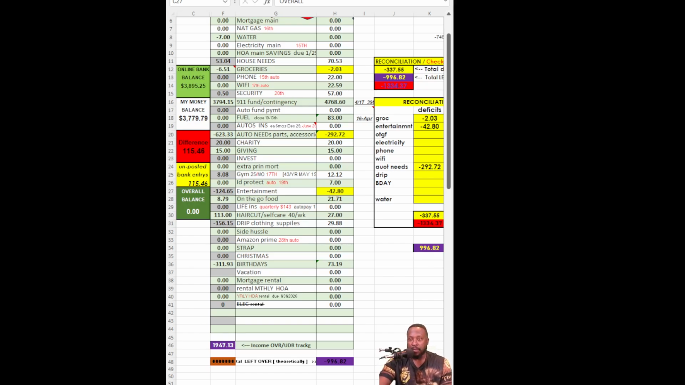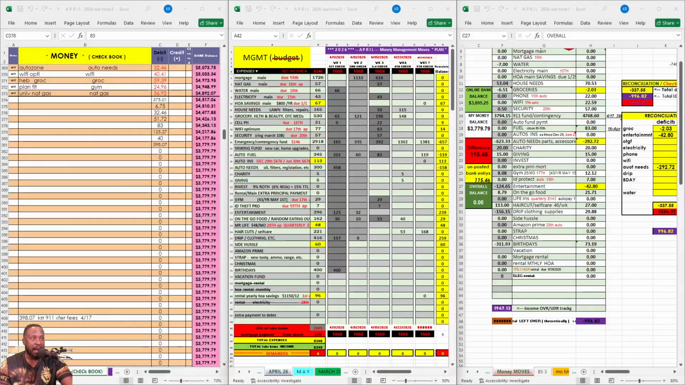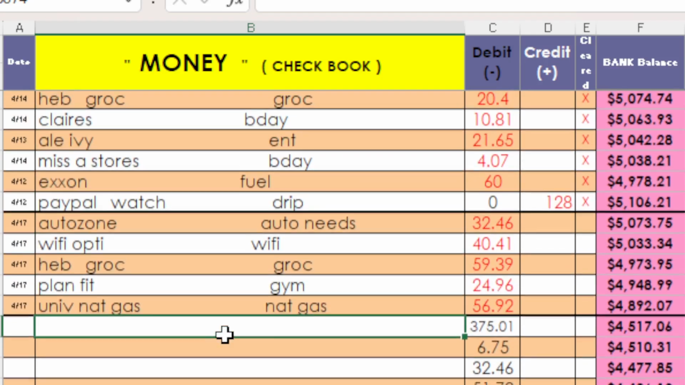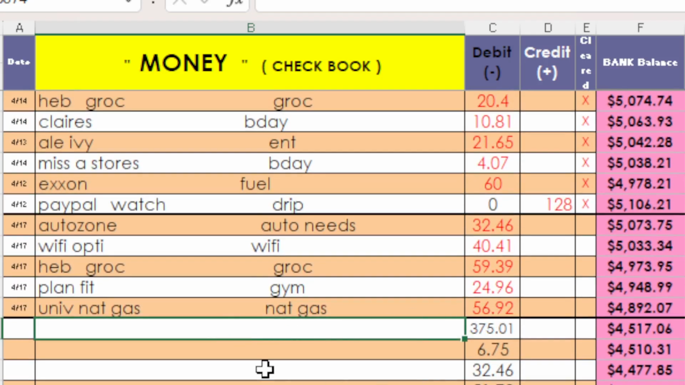All right. So now that that's all balanced, this is the next thing that I do. I go back into the checkbook and I enter in the titles and the expense categories that I'm going to apply each of these amounts to, just like I did for the previous week up here. So for this 375.01, that was a transfer.